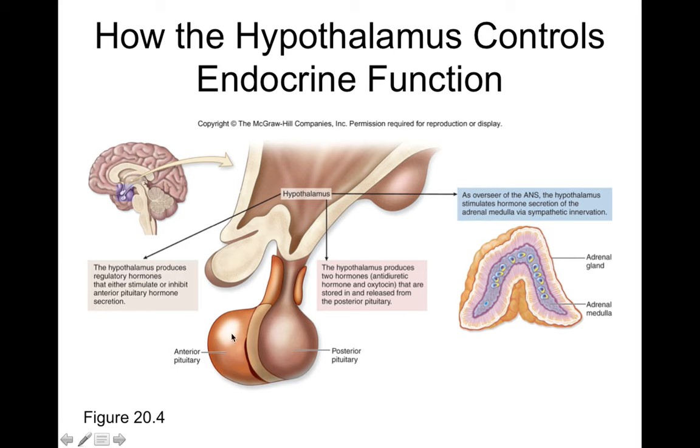So these have different names then. We call the anterior pituitary also the adenohypophysis, kind of like for gland, and the posterior pituitary gland is called the neurohypophysis, like for neural tissue.